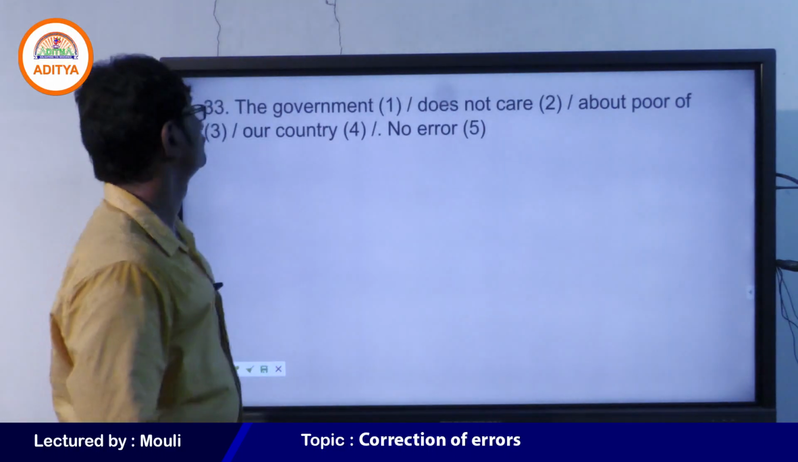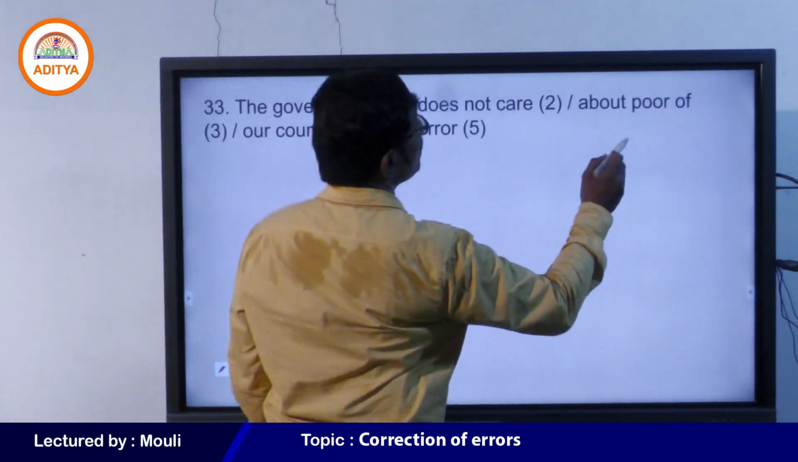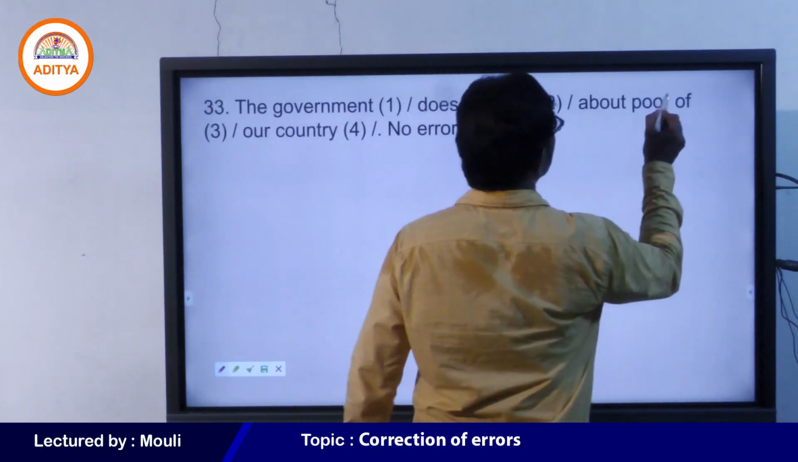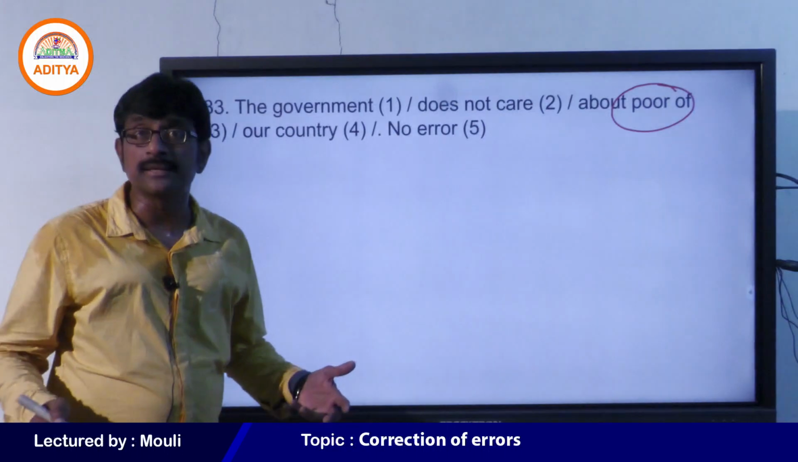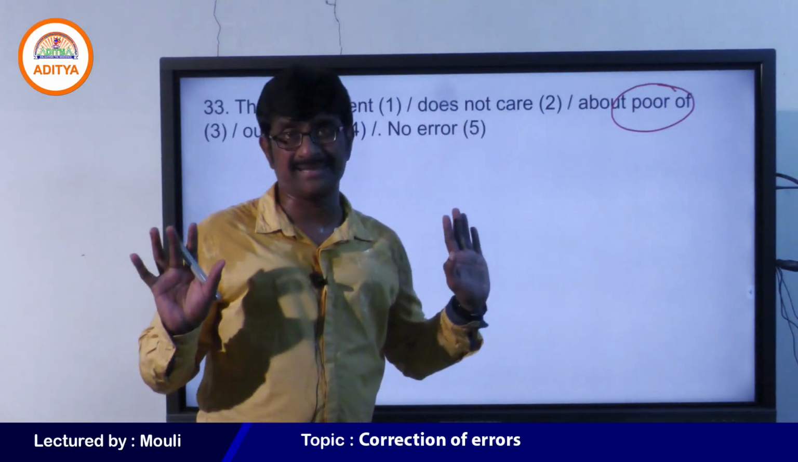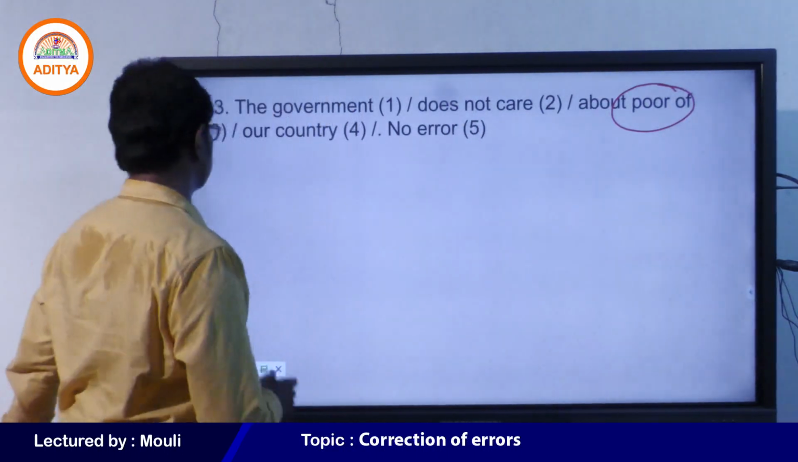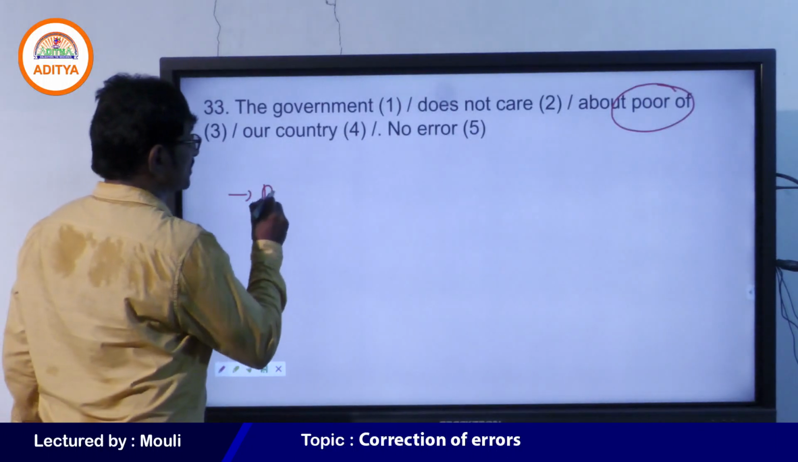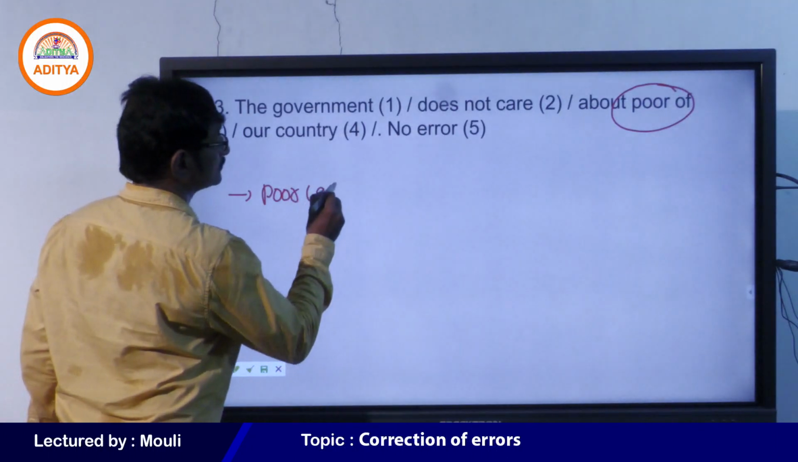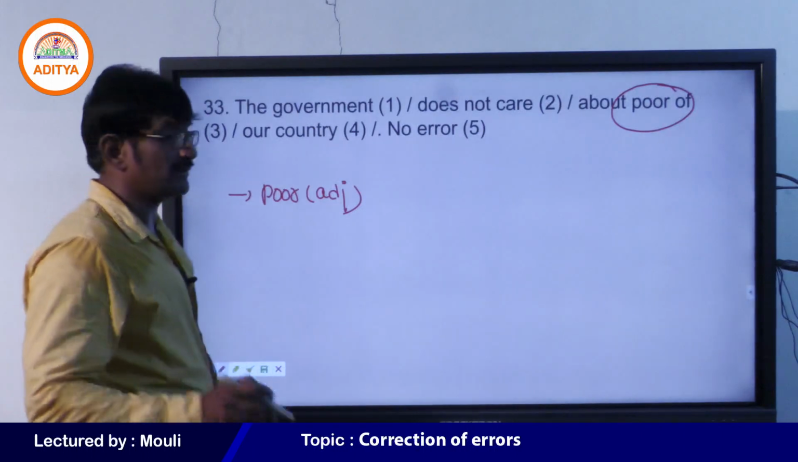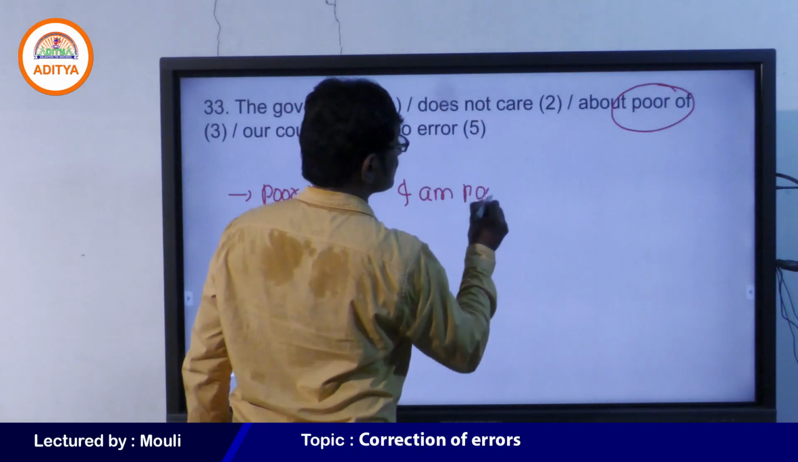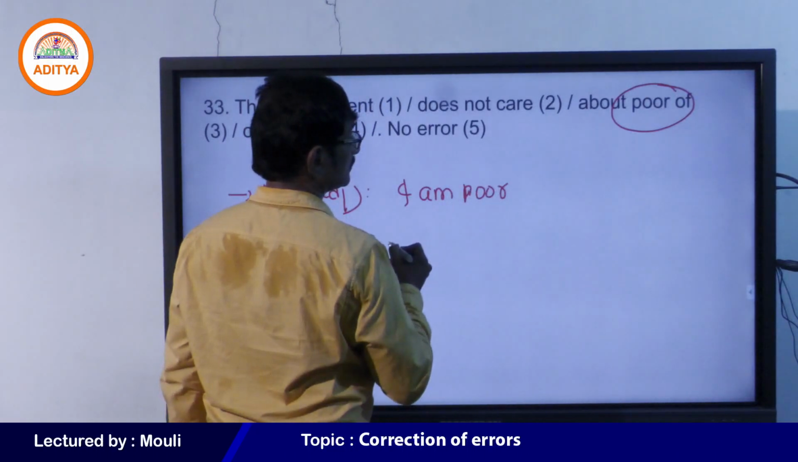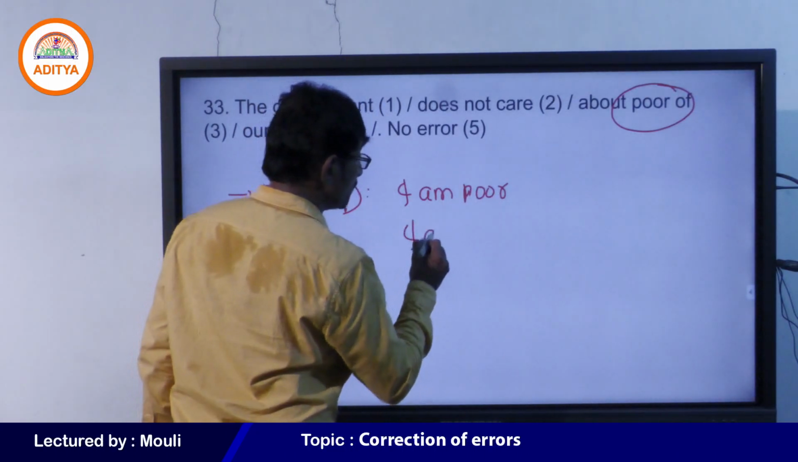Okay, let us see now. The government does not care about poor. This is the mistake, students. What is the mistake? We cannot say poor like that. Why? Poor is an adjective. So I can write like this: I am poor, or I am poor in mathematics.